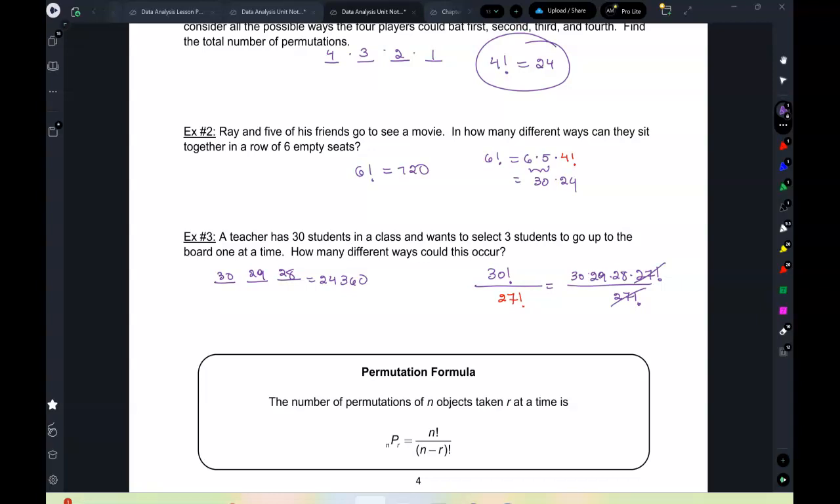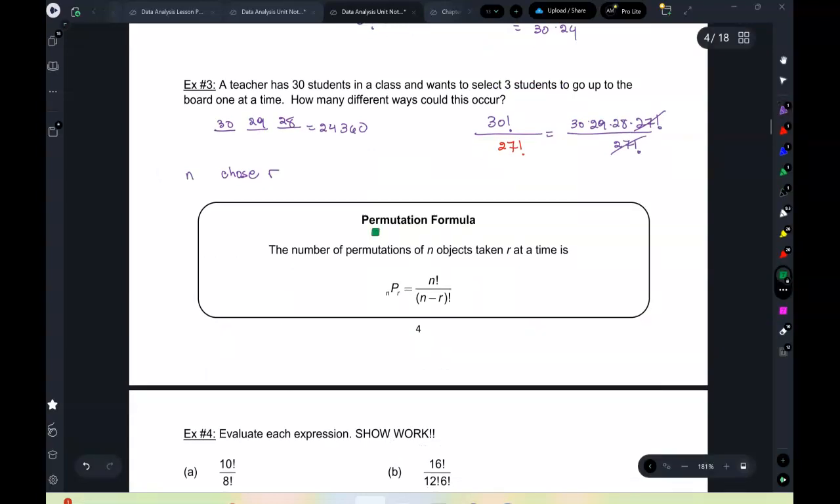Okay? So, if 30 factorial is n, and if I chose r out of n people, then on the bottom I would do n minus r. And so that's where this permutation formula comes from: the number of permutations of n objects taken r at a time. I have 30 objects, 30 people. I'm taking 3 out of them. This is the possibilities. Now, there's a little bit of shorthand here.